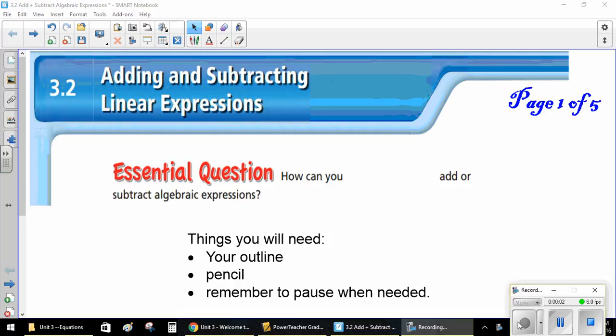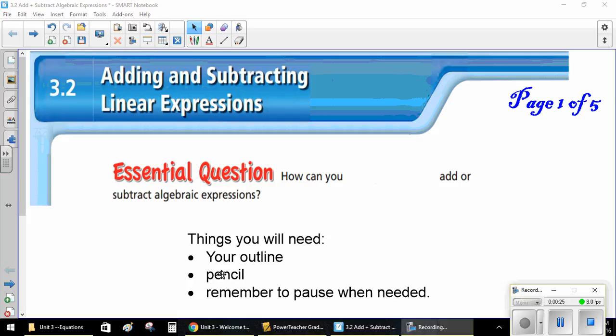Hey guys, welcome to video lesson 3.2. This is adding and subtracting linear expressions. So we're still dealing with expressions in this video. Remember, none of these problems will have an equal sign. So we're just going to be able to answer the following questions today. How can you add or subtract algebraic expressions?